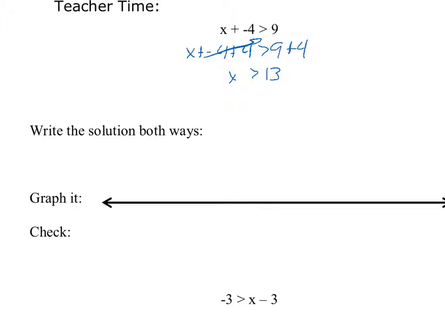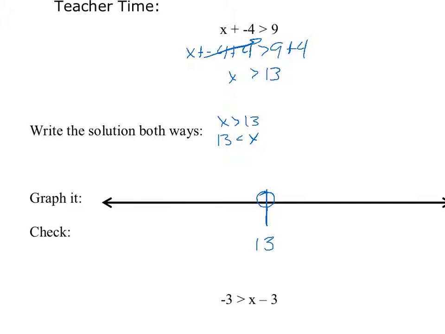Now, we know how to represent this solution. We're going to go ahead and write it both ways, just because I want you to get into the habit of doing that. And so we know that this solution is not just a single value, so we can't just write down the values that this is correct for. So we always graph the solution. So here my starting point is what? 13. Is it open or closed?